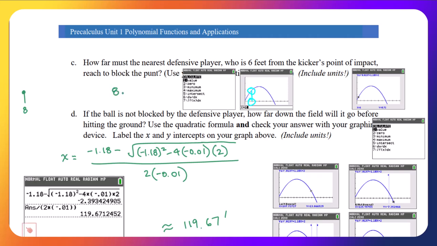So it's 8.72, and it says include units, and so this is feet. I know we talk about football in yards, but everything they've talked about in the question was in feet. So make sure you catch that in the equation.